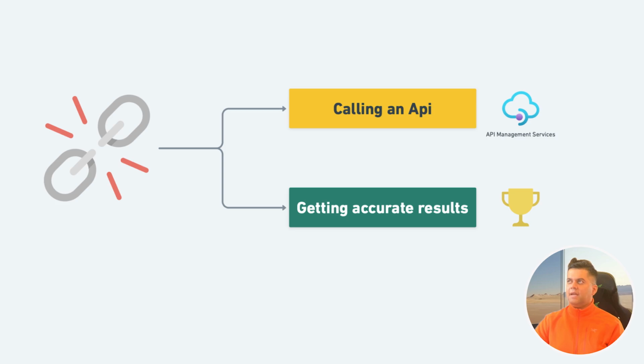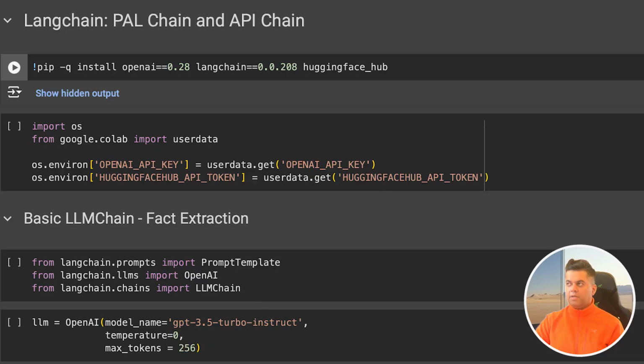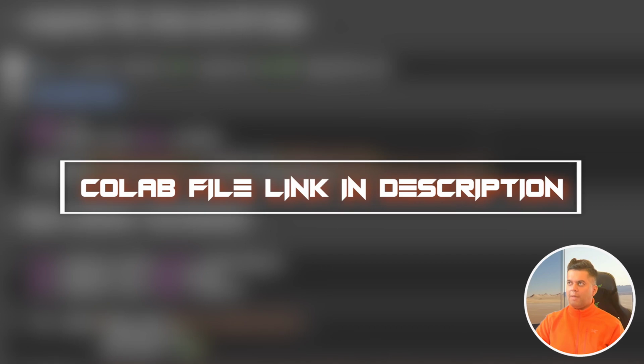And then the two things that I talked about at the beginning of this video, which is calling an API and also getting accurate results for maths problems, can both be done using chains. So let's get started with our code example. I'll be leaving the link for the Colab file in the description, so you can make a copy of it in your own drive and refer to it later.